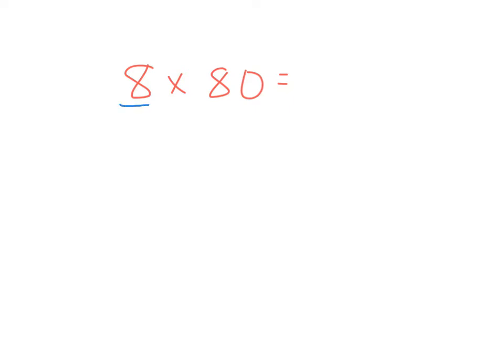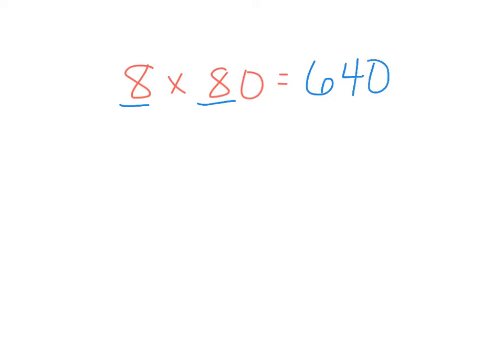So the fast fact hiding inside is 8 times 8, which I know is 64. But it's not 8 times 8, it's 8 times 80. And so my answer is 640. And I'm going to model what that looks like.